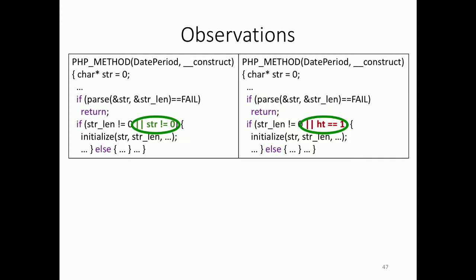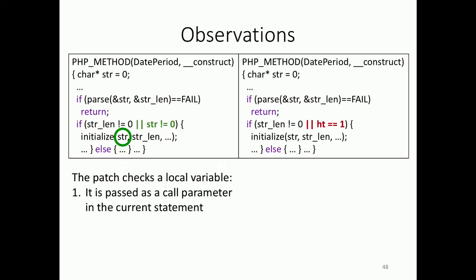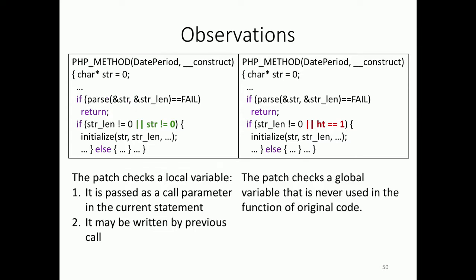But human developers will look at the interactions between the patch and the surrounding code. For example, for the left patch, it checks a local variable, and that variable is also a call parameter in the current statement in the surrounding code, and it is maybe written by a previous call. For the right patch, the developer will find out it checks a variable that never appears in this function and is actually used elsewhere in this whole file. It just happens that it magically makes this program pass.